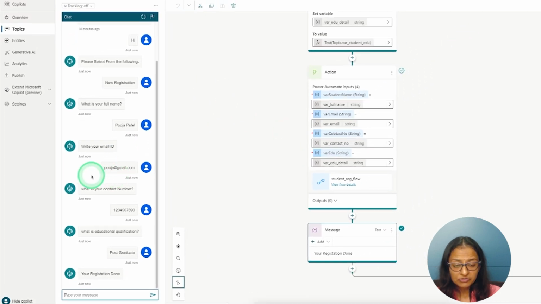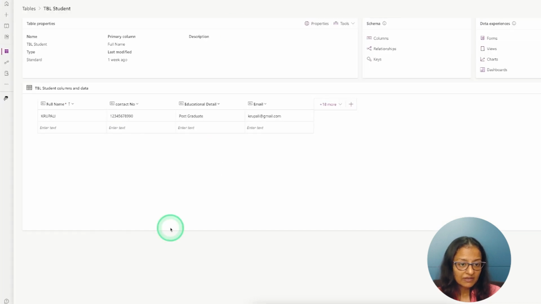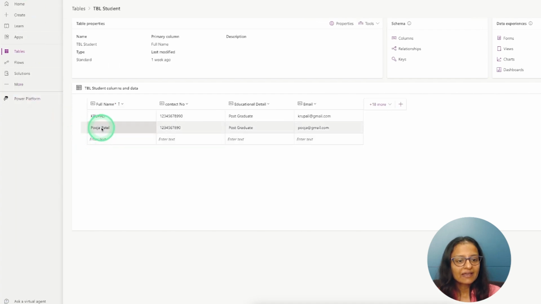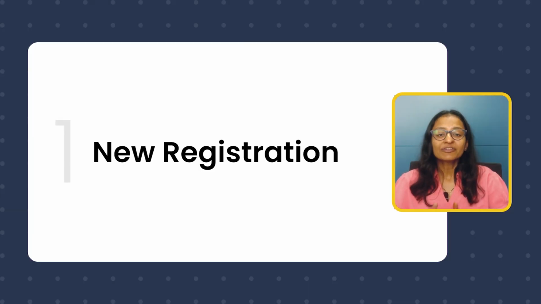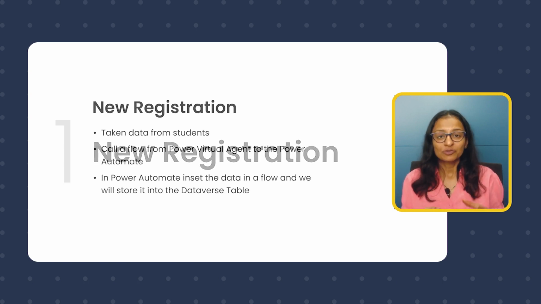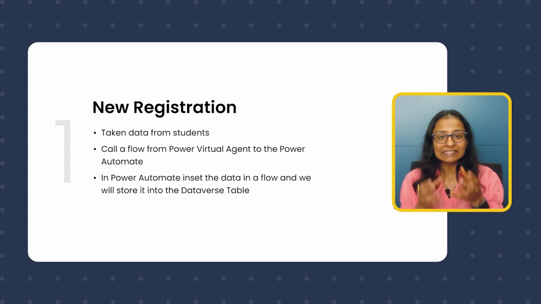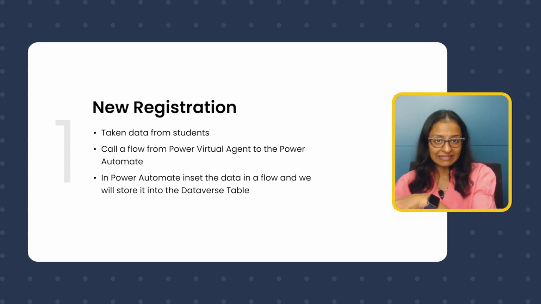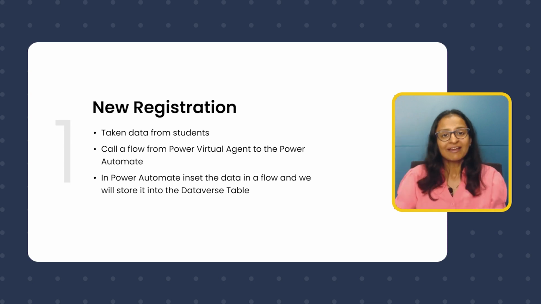So from Power Virtual Agent, my data is saved in a Dataverse table. So let's check it. Now data is not showing here. So let's just refresh it and see, the data is saved in the Dataverse. So we are done with the first step of chatbot, that is new registration. What we have done is we took data from the students, called a flow from the Power Virtual Agent to the Power Automate, and Power Automate inserted the data in a flow, and we stored it into the Dataverse table. So we have done with the first step.